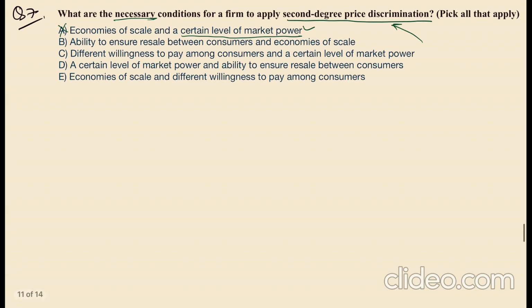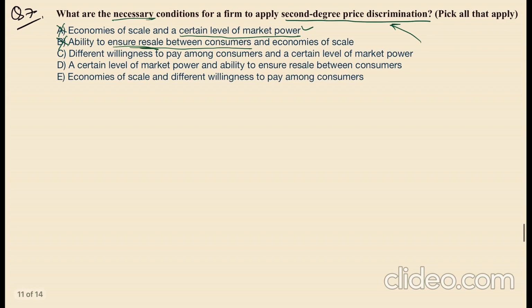Option B, ability to ensure resale between consumers. Well, what are they saying? Ability to ensure resale. Well, this is the exact opposite. Why do you want to ensure resale between consumers? That will defeat the purpose of price discrimination, right? They're just saying the reverse thing. So this is absolutely incorrect. And let us look out for whether this expression is there in any of the other options as well. So if you look at this, ensure resale between consumers, so this is also gone.